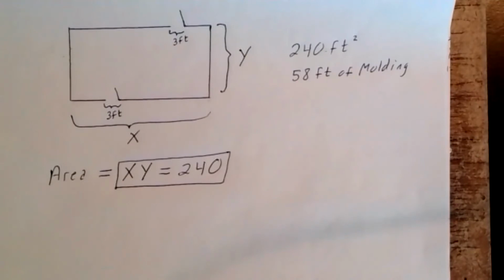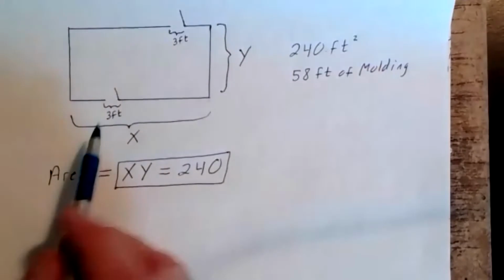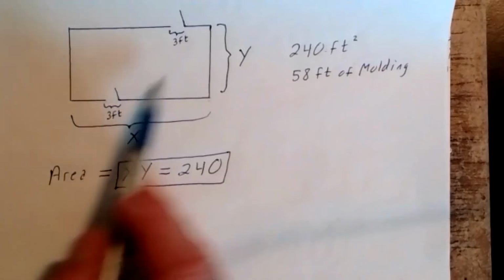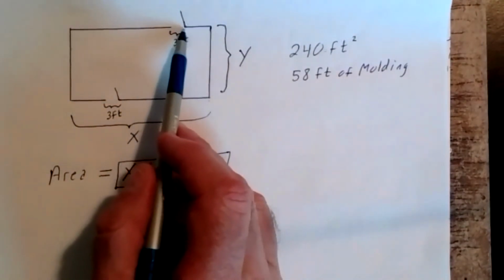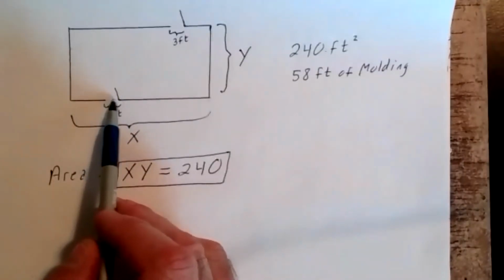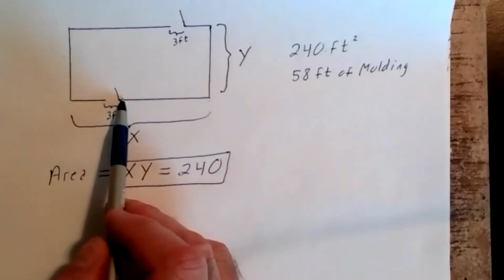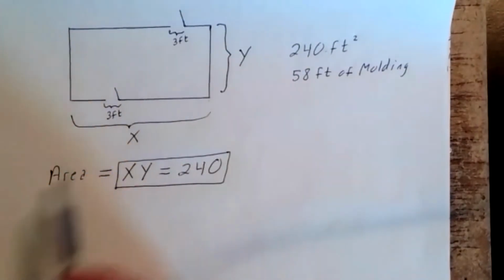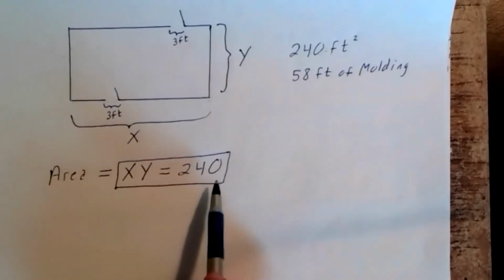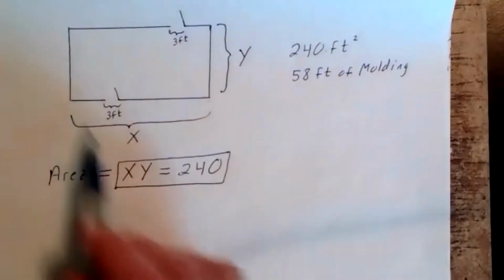The other equation is going to be the perimeter equation involving the molding. They say that we had to use 58 feet of molding. Hey, would I use molding on the doorways here? Would I put molding across the doorways, the bottom of the doorways? No, you don't attach molding to the floor of a doorway. There's no molding here. There's no molding here. So, ladies and gentlemen, we have to come up with a molding equation. We have the area equation. Now we have to deal with the molding equation. We used 58 feet of molding to go around the perimeter of this room.